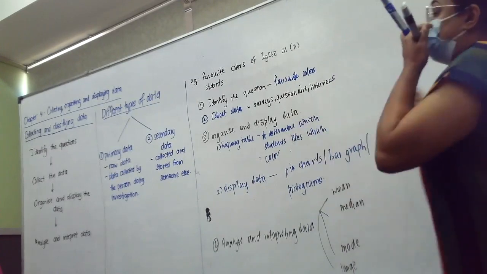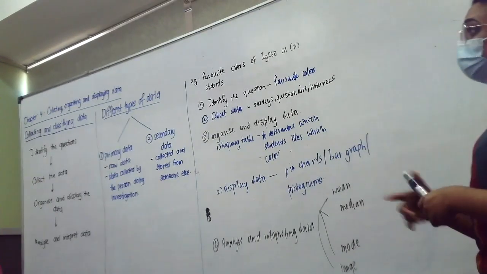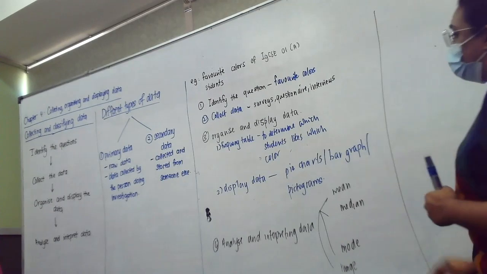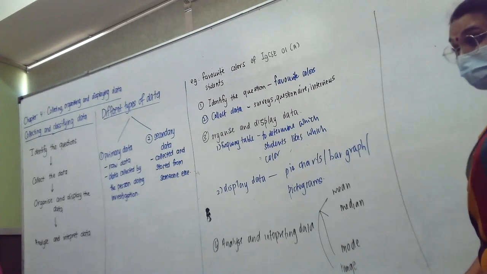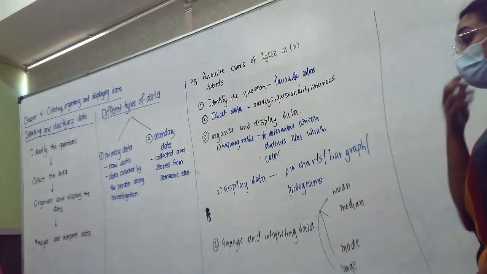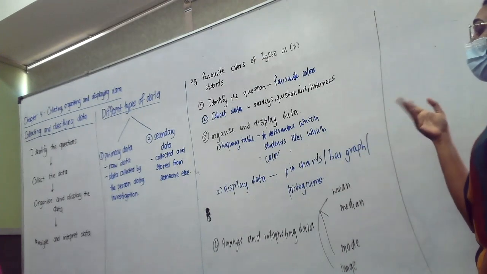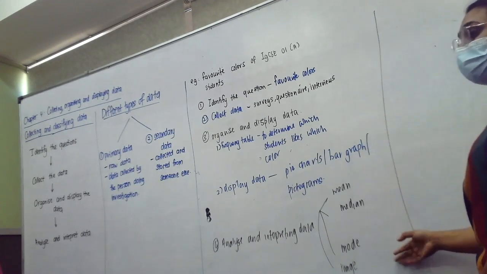So this is basically the whole chapter that I'm explaining. We are not going to go into it one by one, because we have already done it before. I'm just going to do a recap on the different kinds of displaying data, and also how we analyze and interpret data.